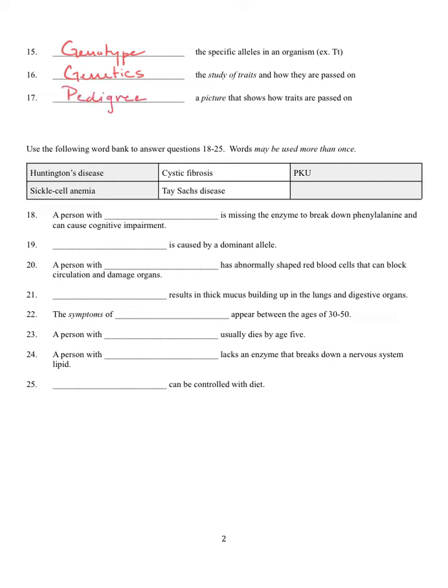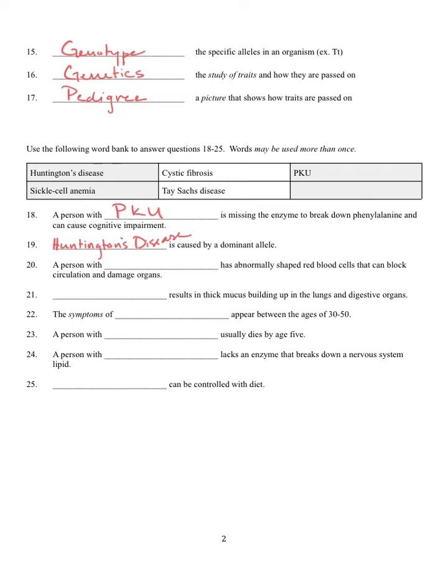Next, we'll move on to review some of the different diseases that are genetic, so that means they are passed down through families. So number 18 says that a person with blank is missing the enzyme to break down phenylalanine and can cause cognitive impairment. So that is PKU, or phenylketonuria, and that is a disease caused by genetics, but it can be controlled by diet. Number 19, blank is caused by a dominant allele. And of these 5 diseases, that is Huntington's disease. The other 4 are all recessive.